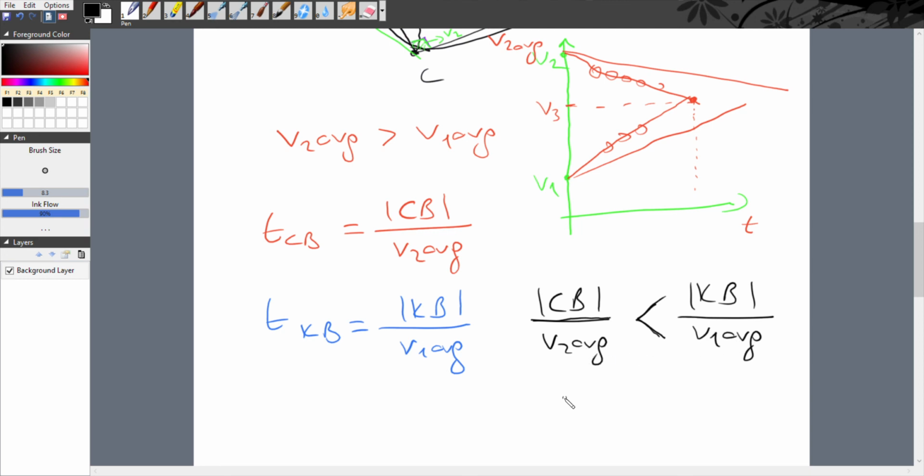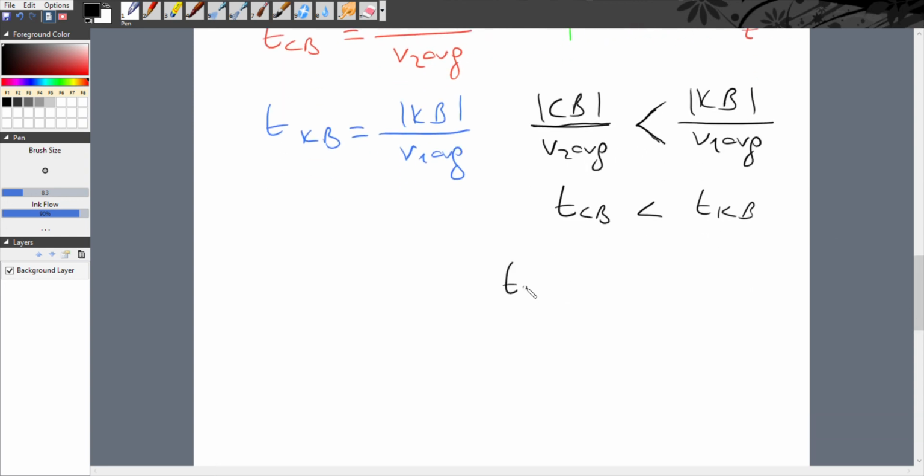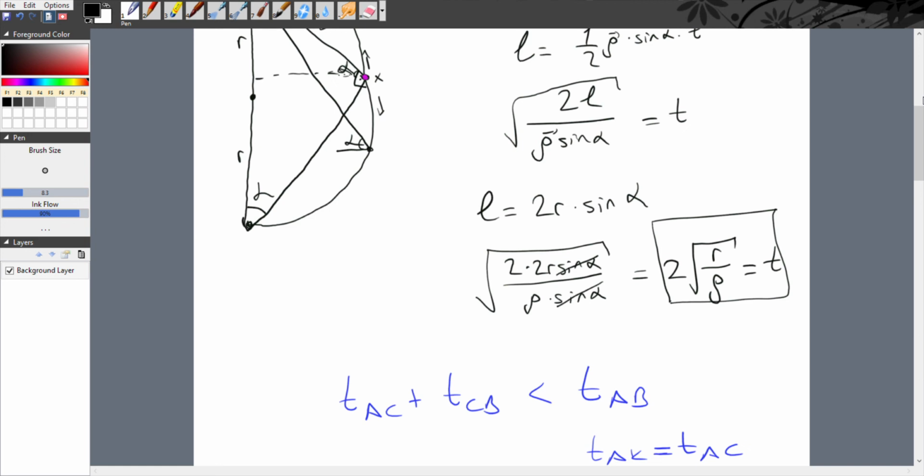So we actually proved it. TCB is smaller than TKB, and in turn TAC plus TCB is smaller than TAB. We made a very beautiful proof for a very beautiful fact over here.